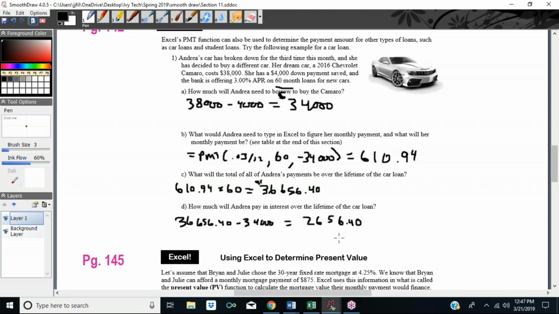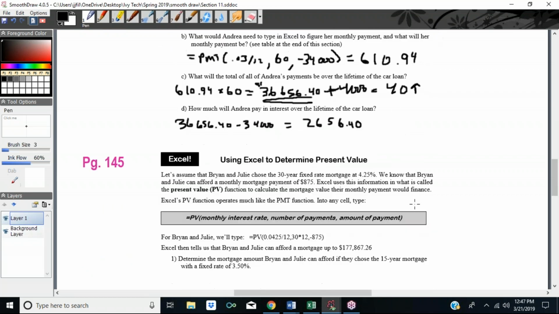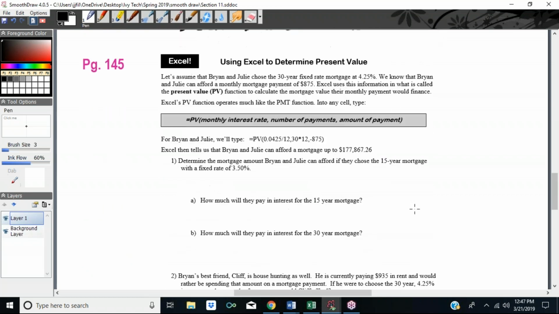How much did that car cost her altogether, by the way? $40,000, right? Thank you, Stephanie. So yeah, if we take this amount that she paid plus the down payment that she gave, that $4,000 plus, she would have paid over $40,000 for that car. Okay. All right.